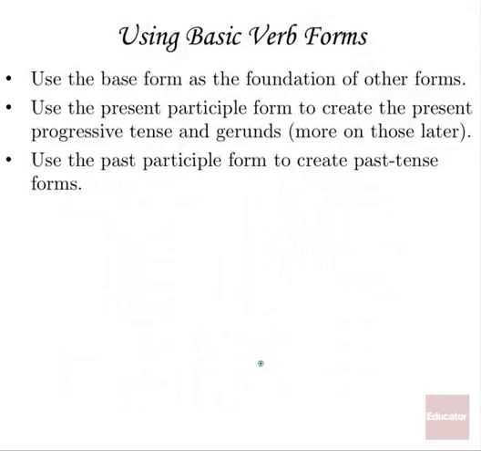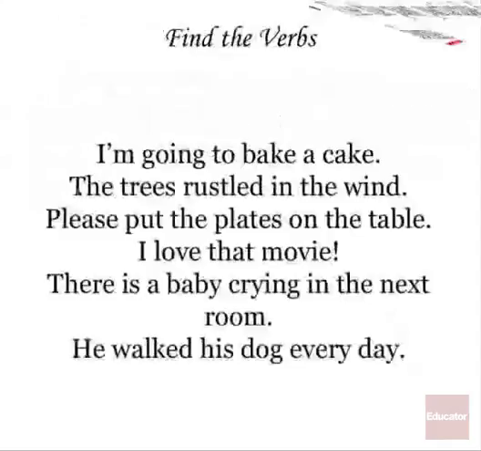All right, how do you use basic verb forms? Simple review: use the base form as the foundation of other forms. Use the present participle form to create the present progressive tense and gerunds. We'll go over both of those in a later lesson. And finally, use the past participle form to create past tense forms. Again, tenses in the next lesson in the series.